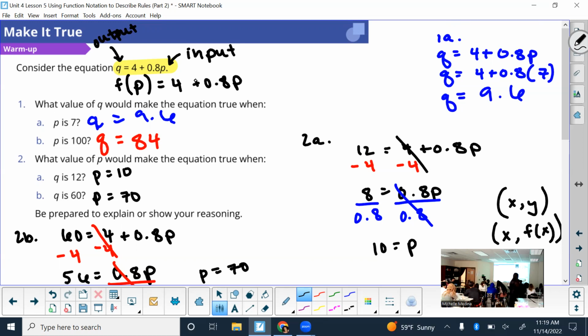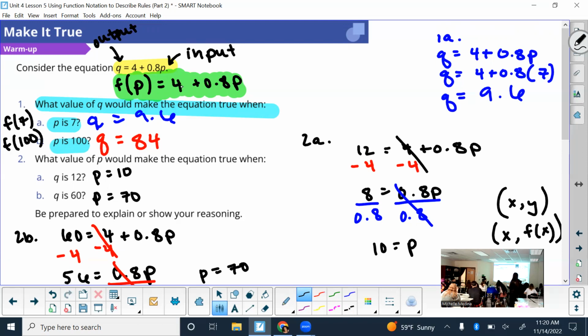All right, now, if I had it in function notation, usually they always give you the given equation. So some people ask, how do you know what to plug it into? It's usually always in your instructions, just so you know. But having things in function notation eliminates the need for me to write all this stuff. Like, what is the value of Q that would make the equation true when this and this? Instead I could just write f of 7, f of 100. And that's telling you to find the value of the output when the input is 7 and when the input is 100.